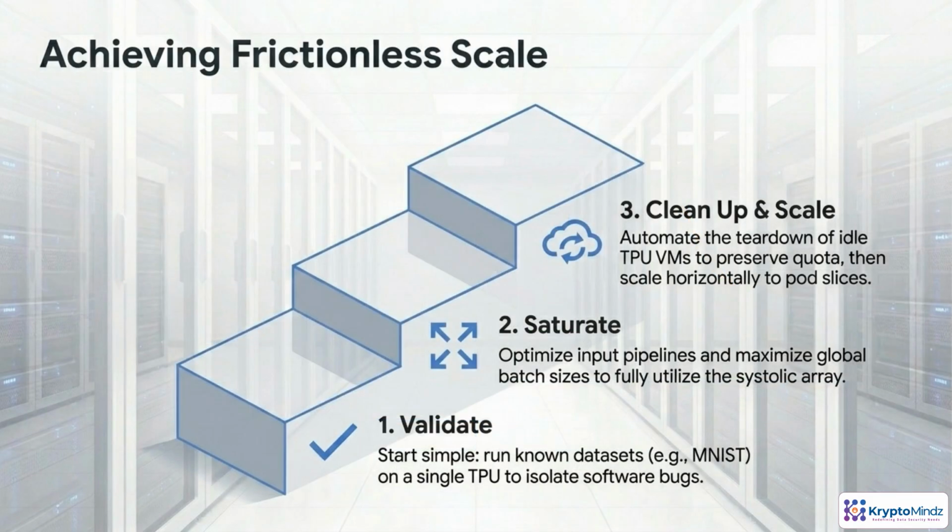Scaling on TPUs works best as a three-step habit. First, validate. Run on a single device with a small, trusted dataset to confirm your code and configs before focusing on performance. Next, saturate. Tune input pipelines, batch sizes, and precision until each TPU is close to fully utilized. Finally, clean up and scale. Automate shutdown of idle resources, then replicate the validated, saturated setup across more cores or pod slices to approach near-linear scaling.